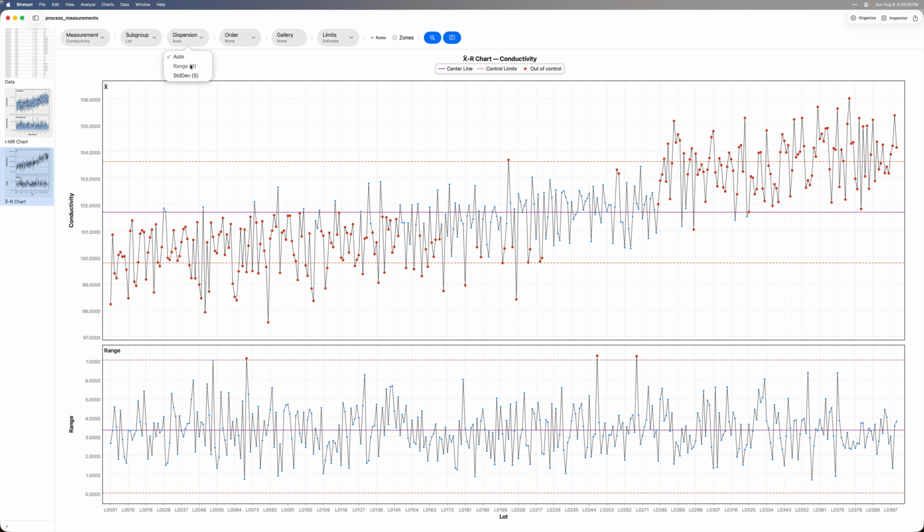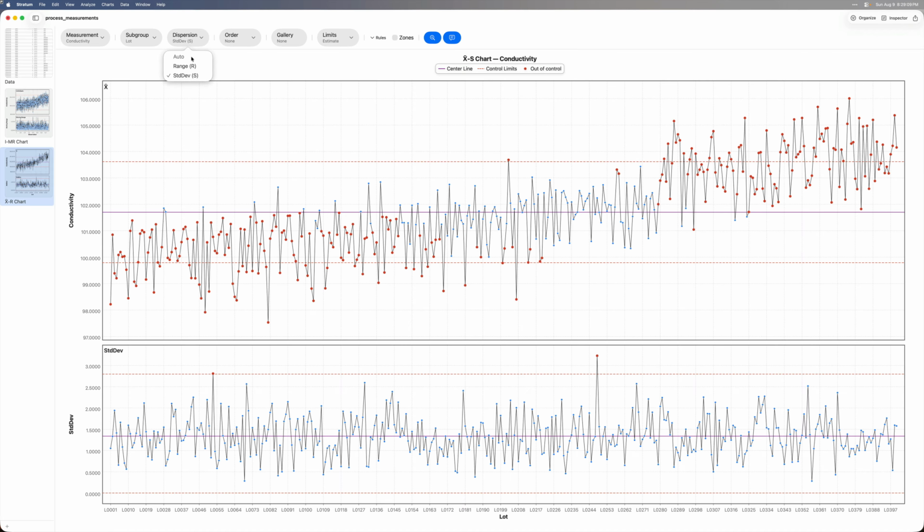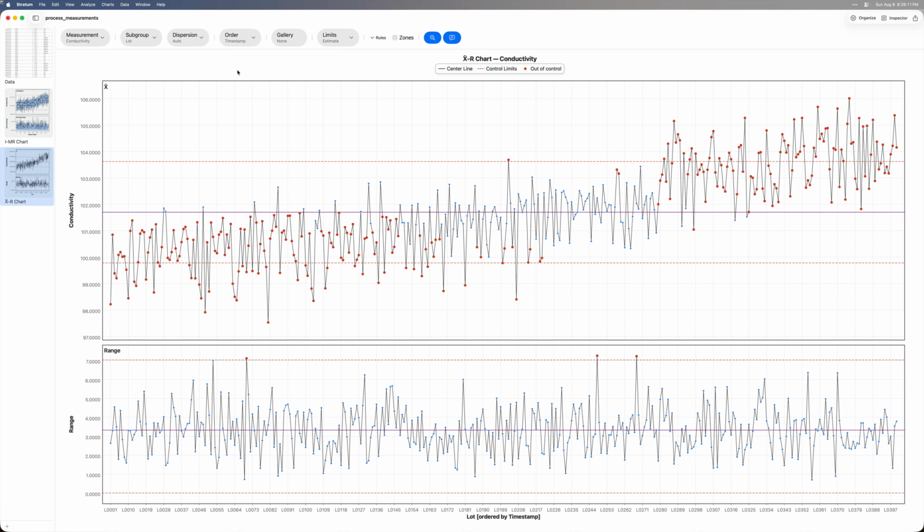Alongside it, watch the spread. The dispersion picker decides how it's estimated. Range tracks the within lot high minus low, while standard deviation uses the full standard deviation for bigger subgroups, and auto chooses for you. Always read the spread chart first.